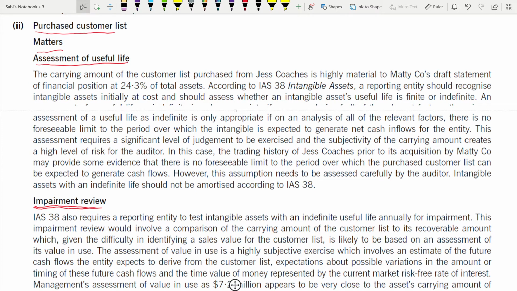The carrying amount. Now first we start with the carrying amount. The carrying amount of the customer list purchased from the GS company is highly material to the company's draft statement of financial position at 24.3% of the total assets. What was their carrying amount? You have to take that out of the total assets because this is also an asset. It's an intangible asset. So out of the total assets, what is there? Let us do that.